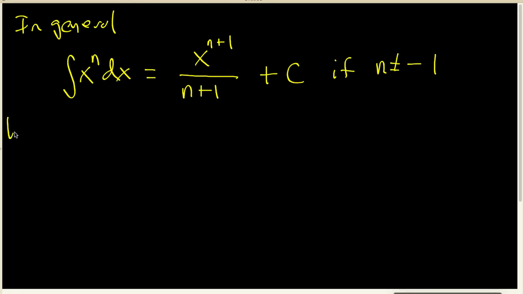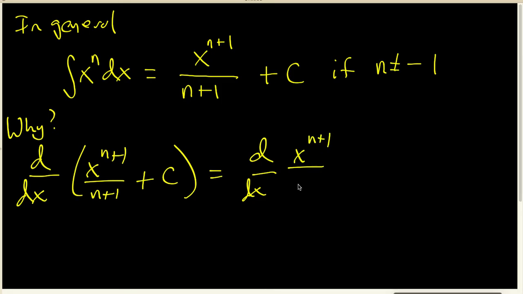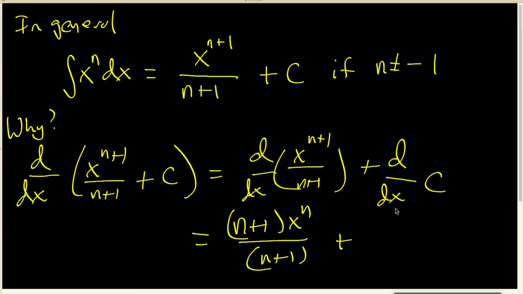The reason this formula works is that we can take the derivative of our answer, and when we take the derivative of the answer, we're going to get the derivative of x to the n plus 1 divided by n plus 1, plus the derivative of that constant, and the derivative of this chunk is going to be an n plus 1 times an x to the n divided by an n plus 1, and then we're going to get the derivative of a constant is a big fat 0. And when we look at this, those n plus 1's cancel, and we are left with an x to the n. So this formula works as long as n is not equal to -1.